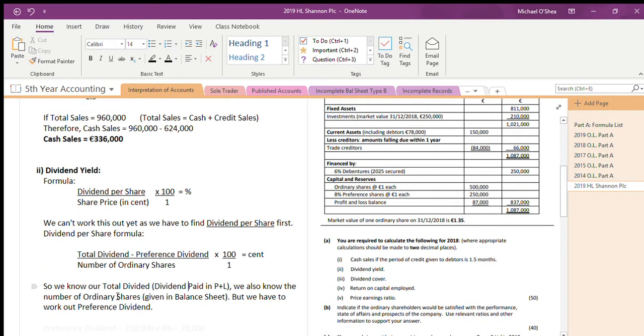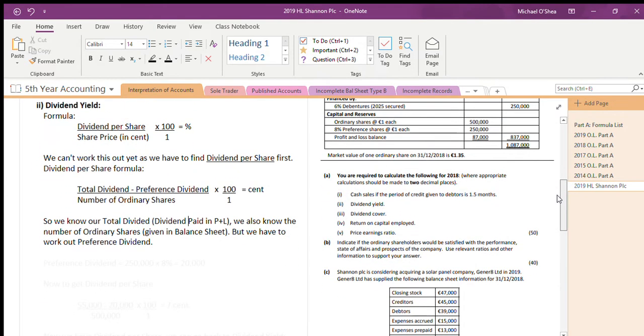We also know the number of ordinary shares because it's given here in the balance sheet, 500,000. So we know this and we know this. We have to work out our preference dividend. So not only do we have to work out the dividend yield, to do that we need to work out the dividend per share, and to do that, we need to work out the preference dividend. So this is the third formula I have to look at. It's not really a formula. You should be somewhat familiar with having seen these in published accounts before. Preference dividend. How do I find the preference dividend?